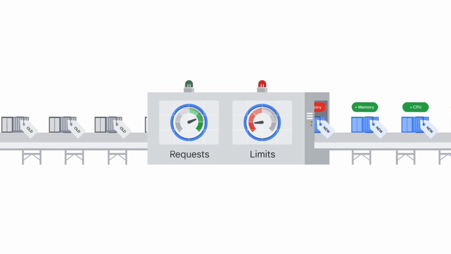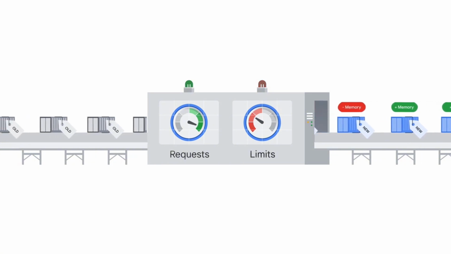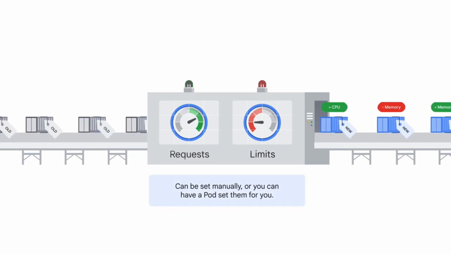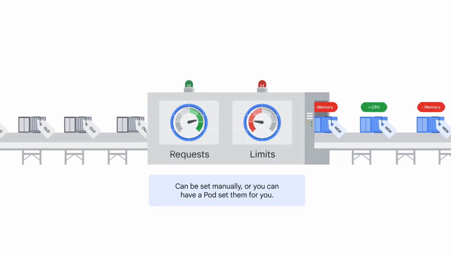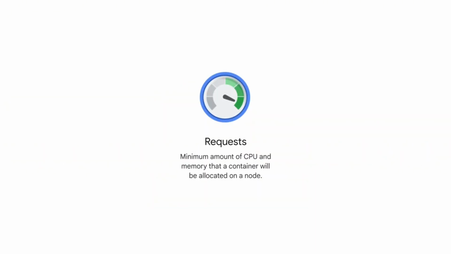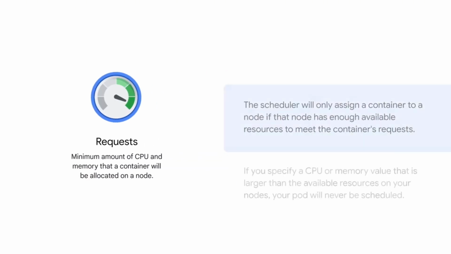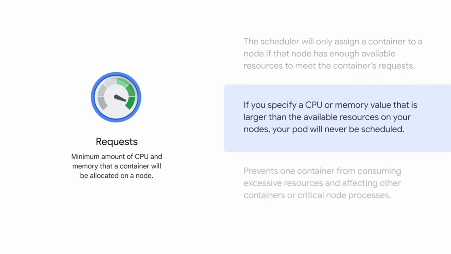To control these resources, you can use requests and limits. Requests and limits can be set manually, or you can have a pod set them for you. Requests determine the minimum amount of CPU and memory that a container will be allocated on a node. The scheduler will only assign a container to a node if that node has enough available resources to meet the container's requests. If you specify a CPU or memory value that is larger than the available resources on your nodes, your pod will never be scheduled.